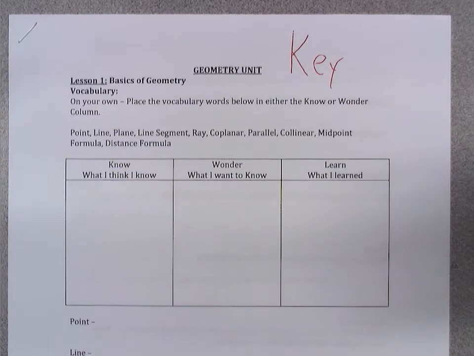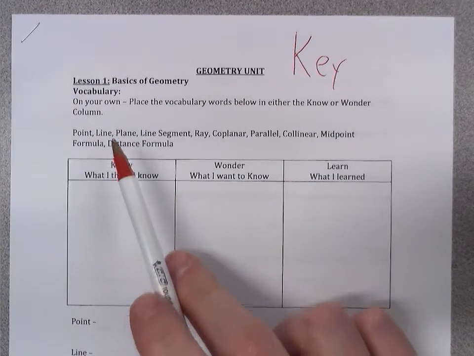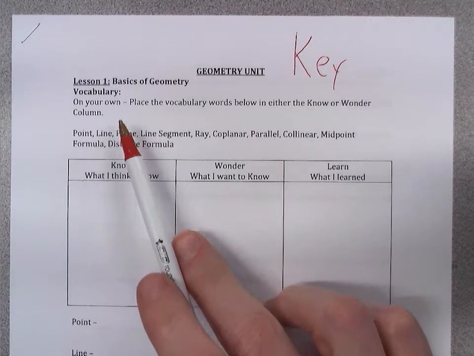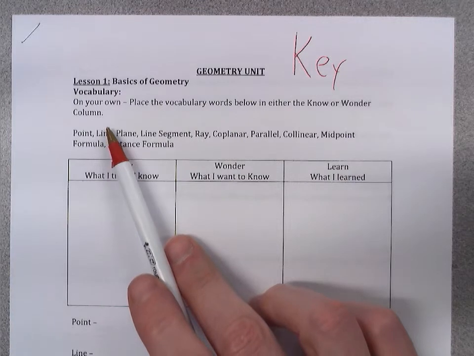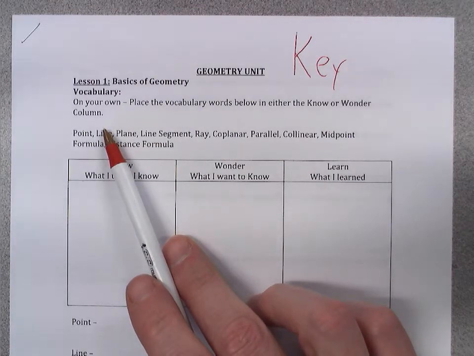Welcome back, everybody. This is part 1 of lesson 7.1. So we are beginning our geometry unit, unit 7. And so we're going to talk about some of the basics of geometry. And to start out with, we're going to focus on some vocabulary. It's very important to understand and know certain vocabulary terms when working in geometry.